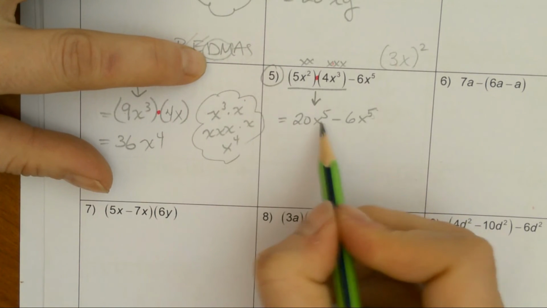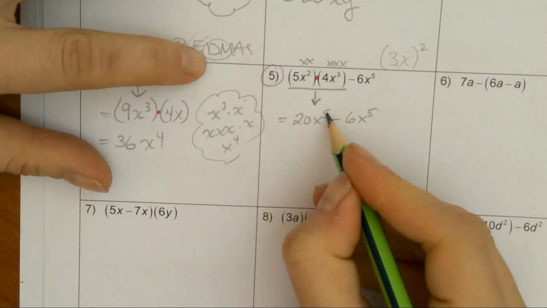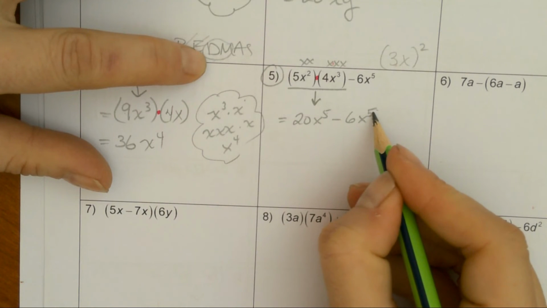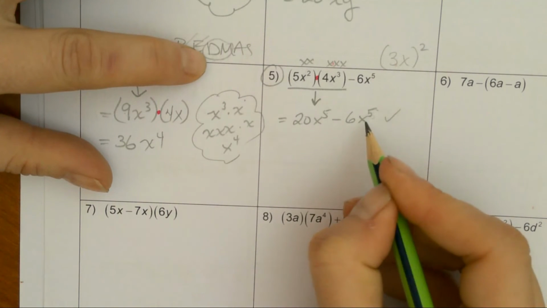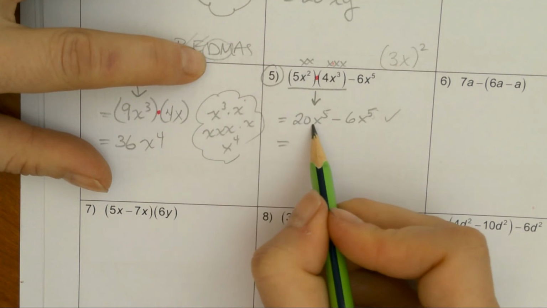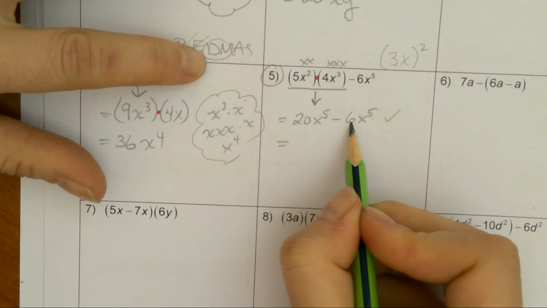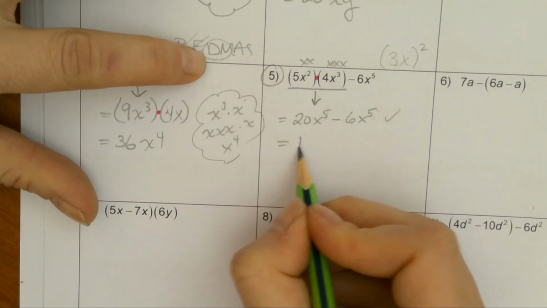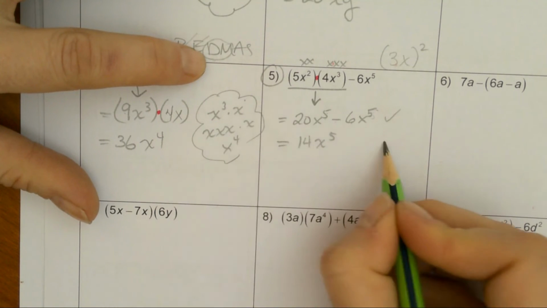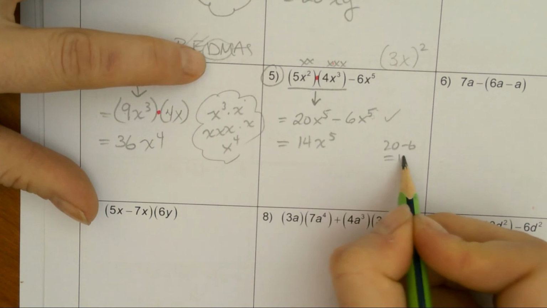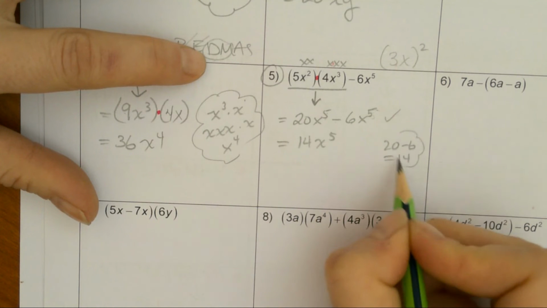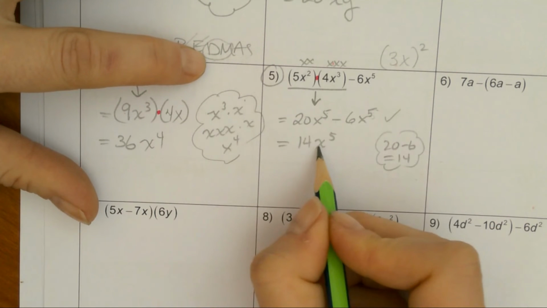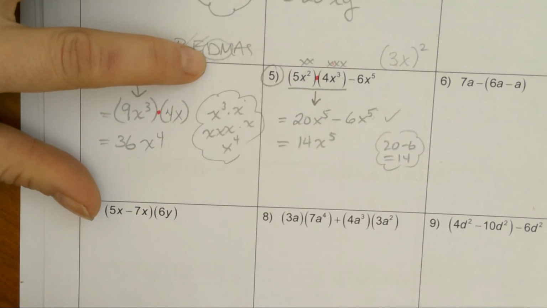Can I subtract these? Let's check. x to the power of 5, x to the power of 5. Yes, they are like terms, so I can subtract them. I have 20 x to the 5, and I lose 6 x to the 5, so I have 14 x to the 5. I just go 20 minus 6 on my calculator, and it gives me 14. Okay, because you can't put the letters, the variables, in your calculator.